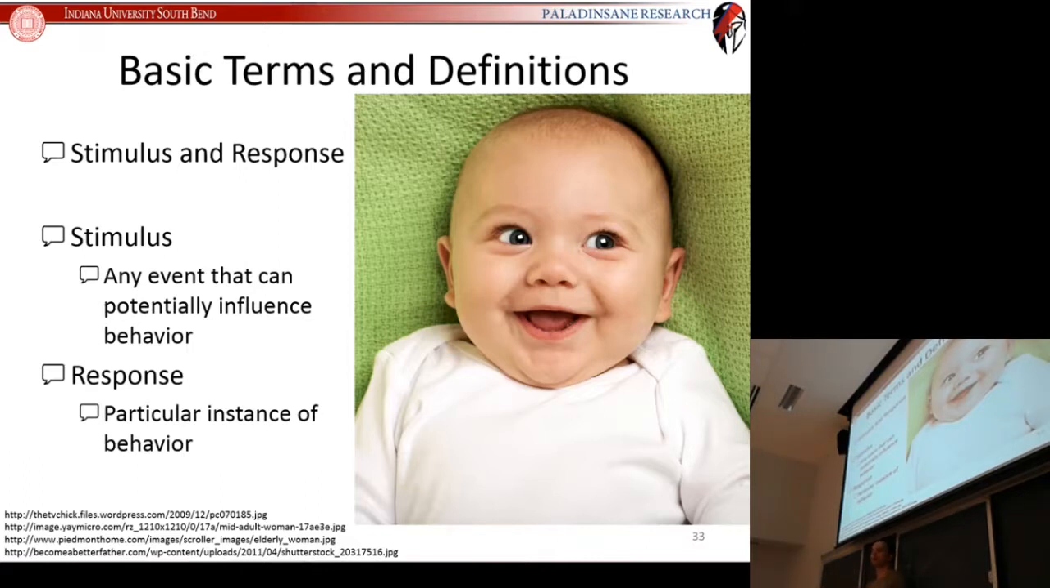So when we go to classical conditioning, a response would be something like a dog salivating. That's a particular behavior we're interested in. When we go to operant conditioning, the classic response is the rat pressing the bar. That's the response that we're interested in. So a response is that particular instance of behavior.